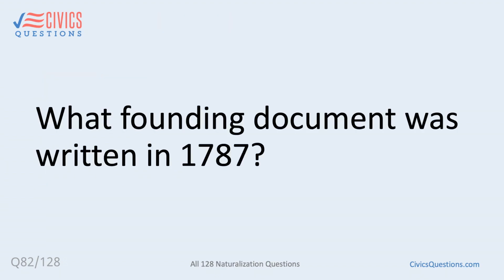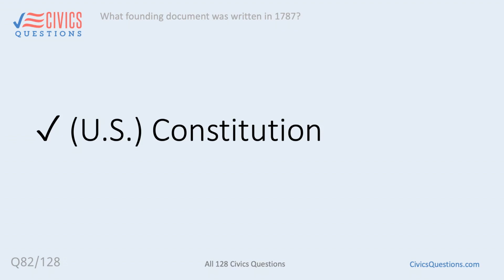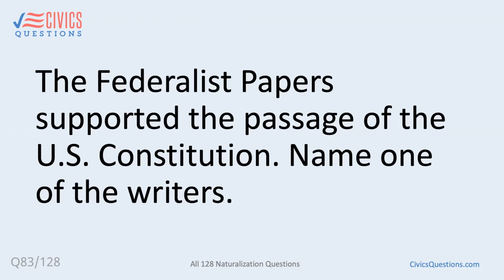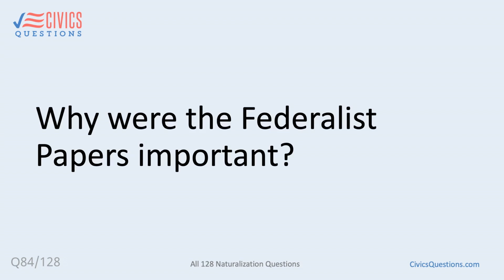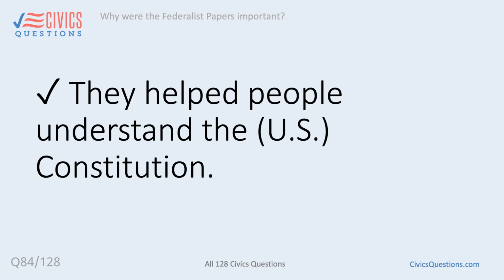What founding document was written in 1787? U.S. Constitution. The Federalist Papers supported the passage of the U.S. Constitution. Name one of the writers. Alexander Hamilton. Why were the Federalist Papers important? They helped people understand the U.S. Constitution.